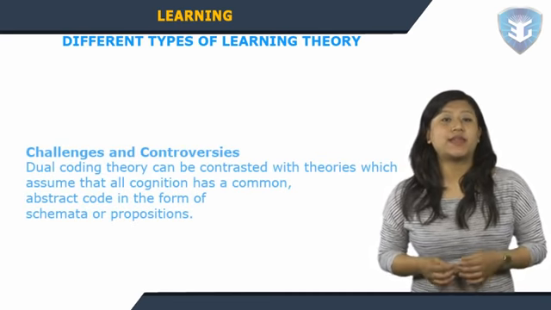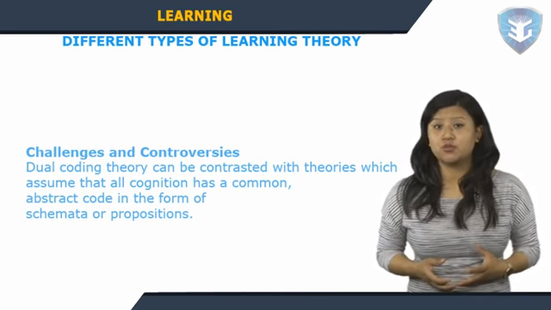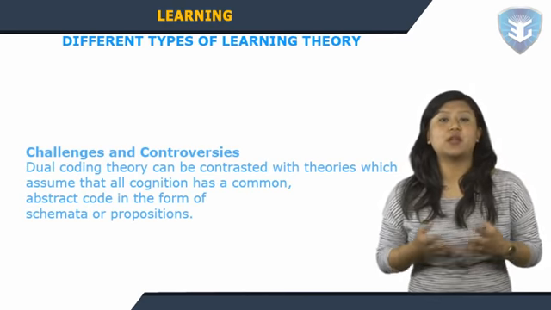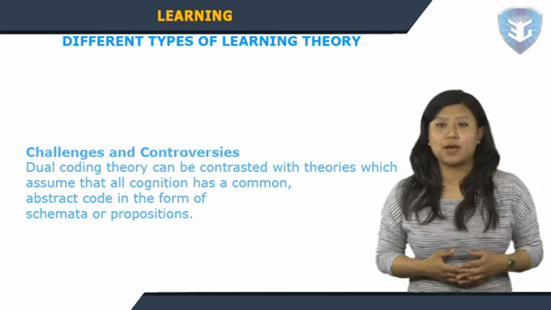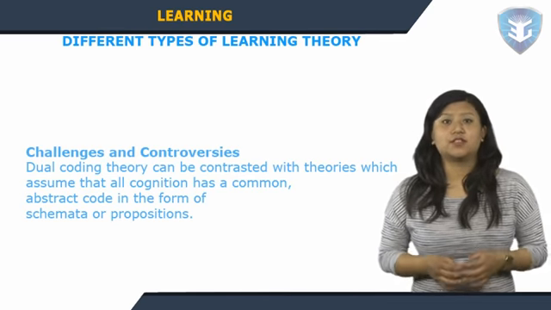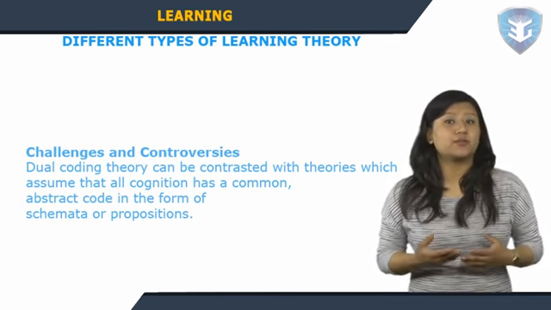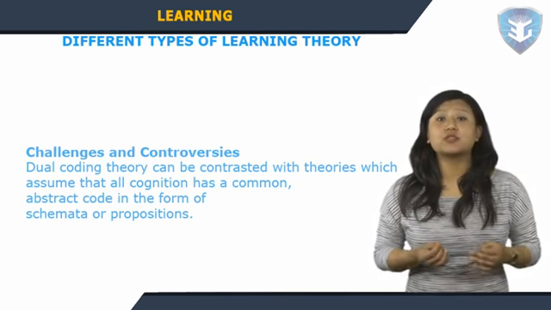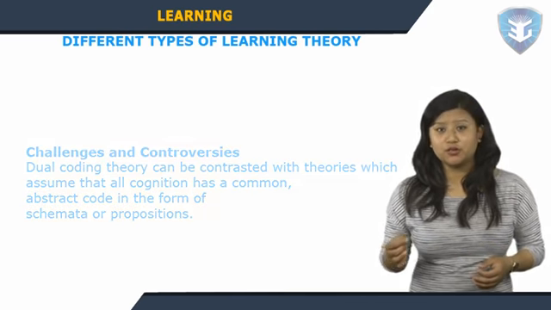Dual coding theory can be contrasted with theories which assume that all cognition has a common abstract code in the form of schemata or propositions. This code is assumed to be computational in nature, built into the brain like a computer's built-in machine code.